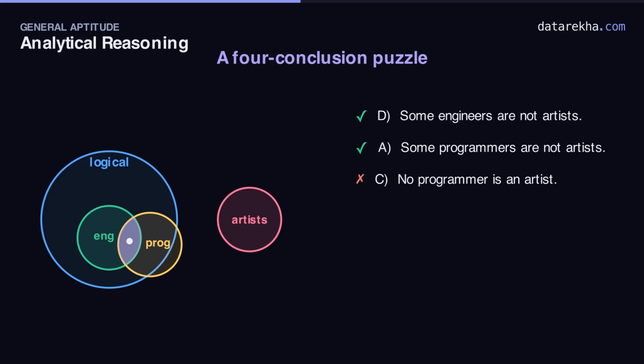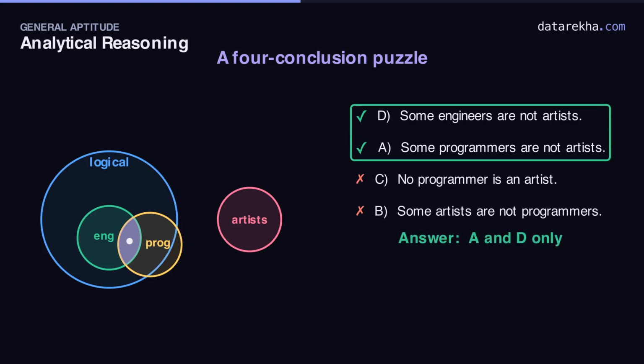Conclusion C. No programmer is an artist. This overreaches. The other programmers sit outside logical, free to overlap artists. So a programmer could be an artist. Not forced. Conclusion B. Some artists are not programmers. We know nothing about how they overlap. Every artist could be a programmer, or none. Both legal, not forced. So only A and D are forced.